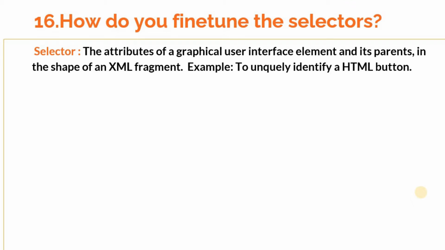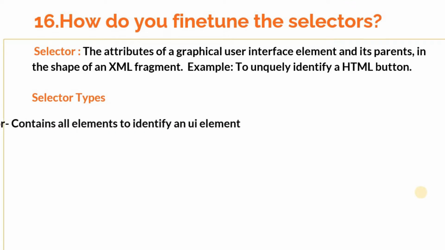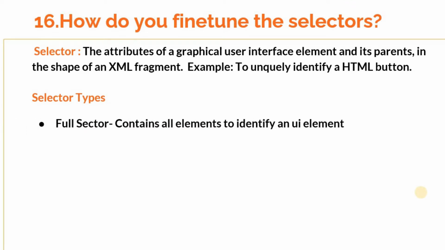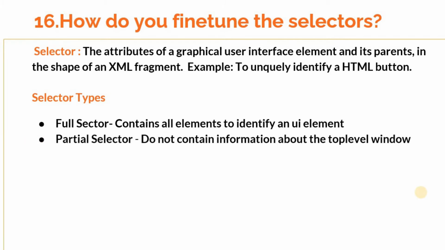For example, if you have an HTML button, it has a unique value to get it identified on the screen. And most of the RPA bots identify an element only through this selector value. Generally, there are two types of selectors. Full selector: in this selector, you have all elements that are required to identify a UI element. In case of a partial selector, you don't have any information about the top level window.